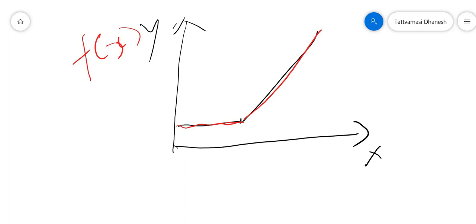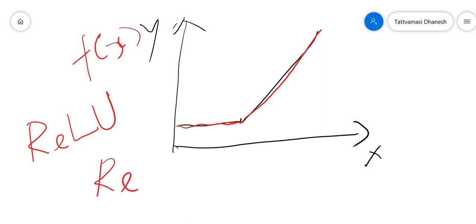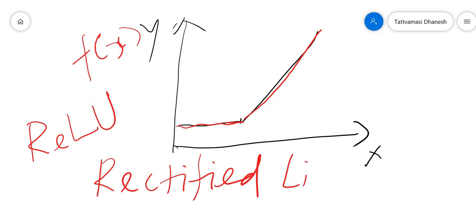The ReLU function is written like this, ReLU. We call it rectified linear unit. This is the ReLU function.